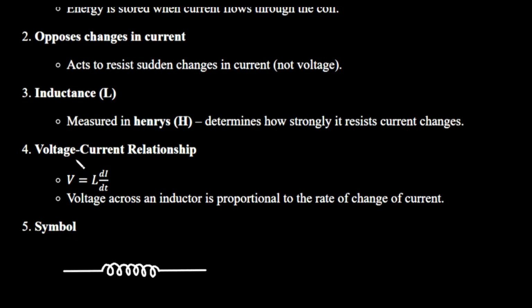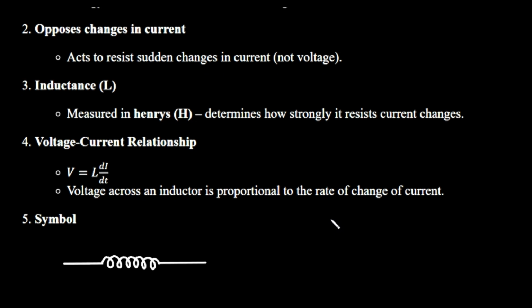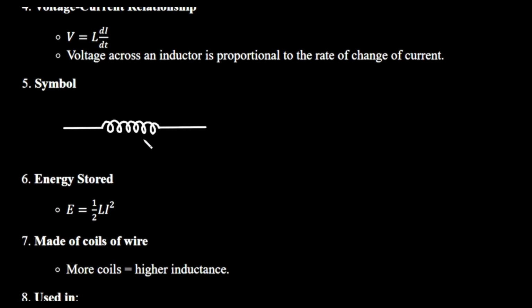4. Voltage-current relationship. As we've already discussed, this is defined by the formula V equals L * dI/dt. This means the voltage that appears across an inductor is directly proportional to its inductance and how fast the current is changing. No change in current means no voltage. A rapid change in current means a large voltage. 5. Symbol. In circuit diagrams, you won't draw a detailed picture. Instead, you'll use the standard inductor symbol, which looks like a small coil of wire. When you see this in a schematic, you know it's an inductor.